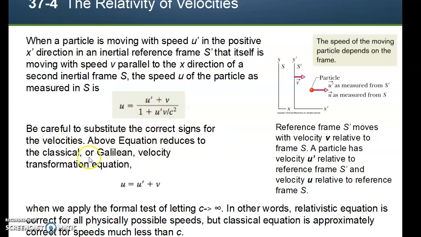This equation reduces to the classical or Galilean type of velocity addition right here. Okay, so it's the denominator right here that changes the relativity portion from what Galileo would have calculated. In other words, the relativistic equation is correct for all physically possible speeds, but the classical equation is approximately correct for speeds much less than c, which is all Galileo was interested in anyway, right?